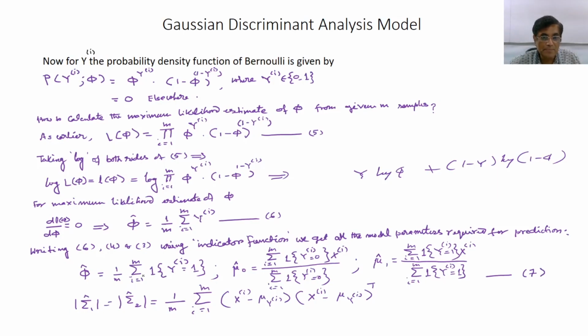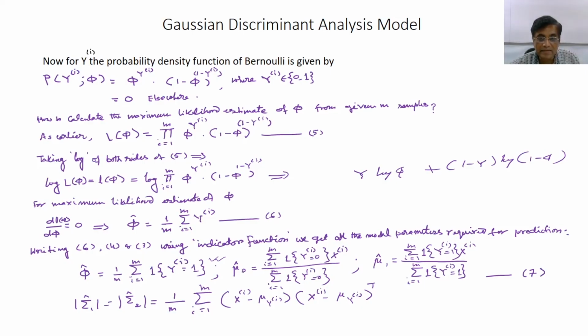So 1 by m, i equals 1 to m, this is called the indicator function. That is, whenever y equals 1 for class 1, you put 1 here. For y equals 0, you put 0. And divided by the total m, which you got from maximum likelihood estimate. So once you have the samples, suppose 50,000 samples, you can calculate phi.